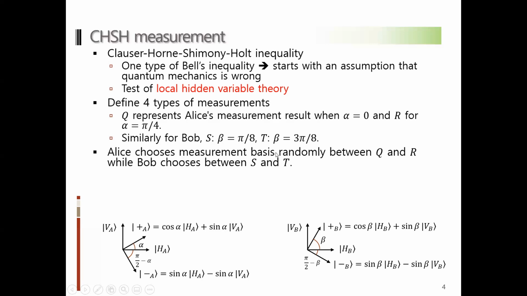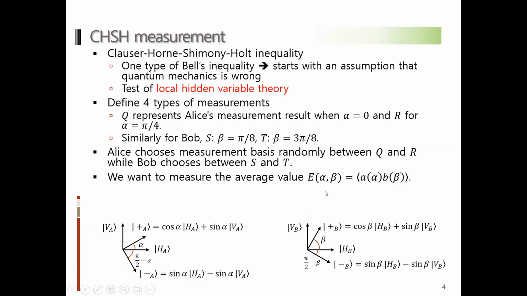As I mentioned before, Alice's choice between the Q and R basis, and Bob's choice between the S and T basis, is completely random. So for each trial, they can choose randomly between Q and R on the Alice side, and S and T on the Bob side.